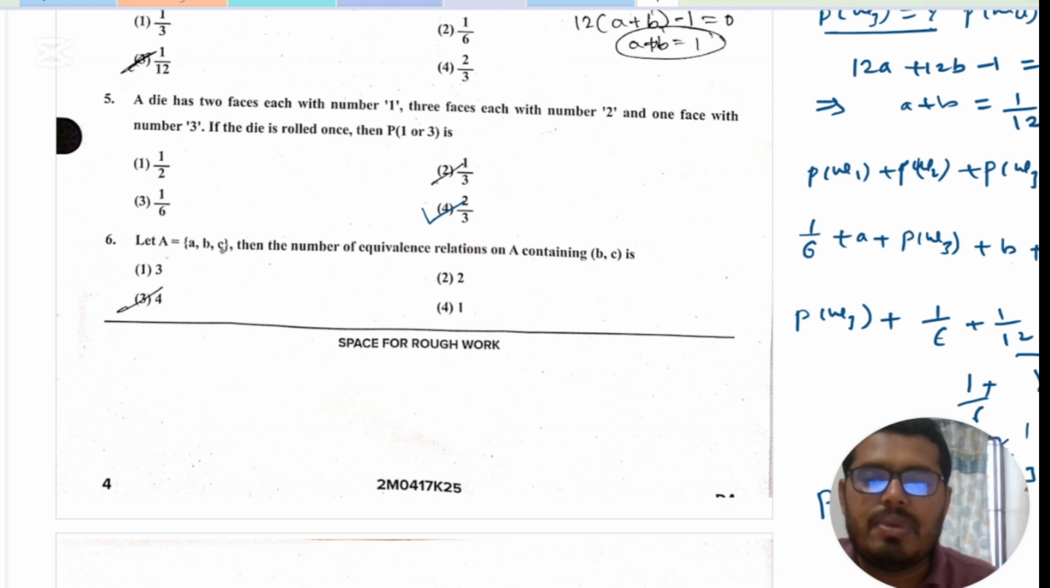A contains A, B, C. Then the number of equivalence relations on A containing B, comma C. Okay, A contains 3 elements. Then the number of equivalence relations, they have asked how many equivalence relations. Okay, then what are the possible ones containing A, comma C. Then R is an equivalence relation.